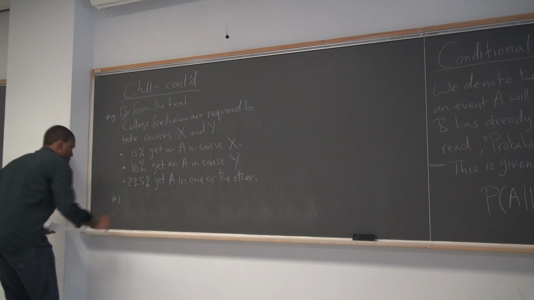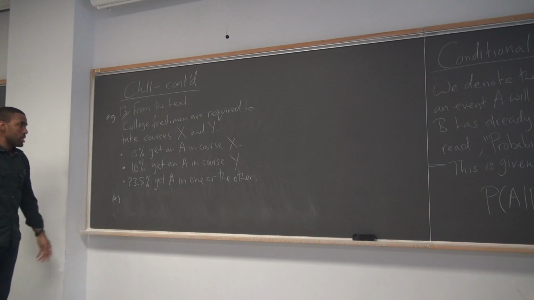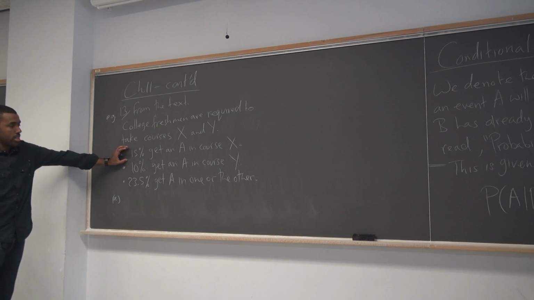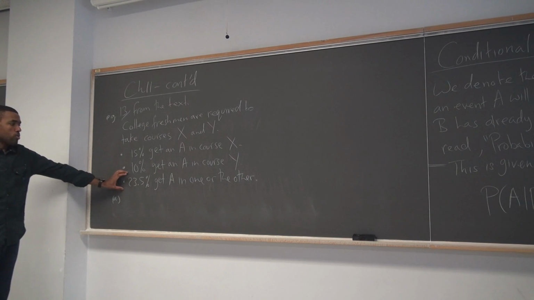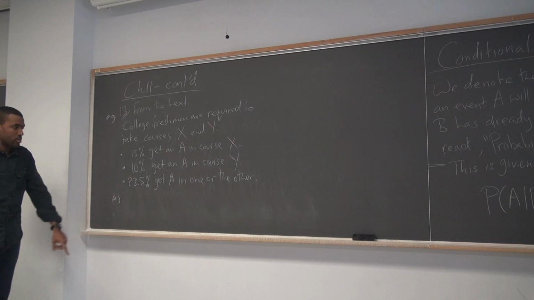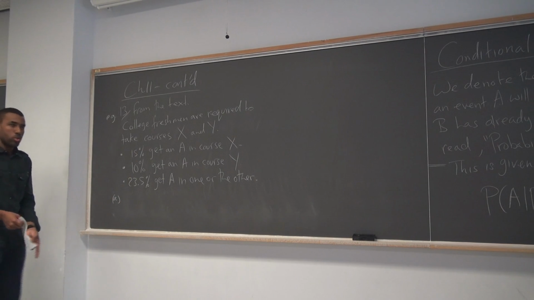And here are the questions. Right? So we have two courses. Every college freshman has to take these two courses. We know that 15% of students who take course X will get A's. Only 10% who take course Y will get A's. Overall, if you count the two semesters, 23.5% of students will get A's in either one or the other, right? Not necessarily both, one or the other.